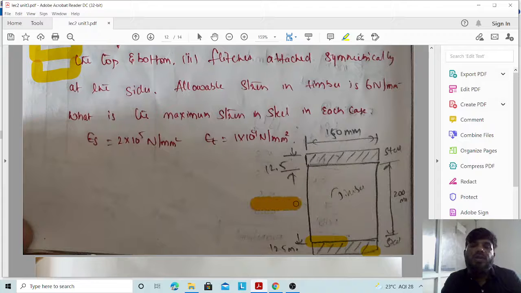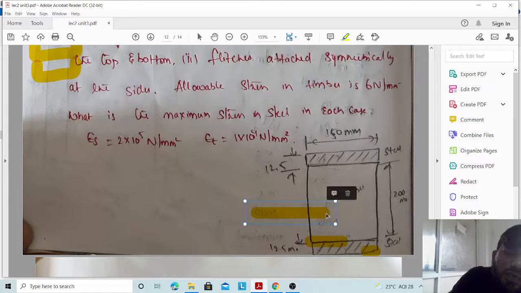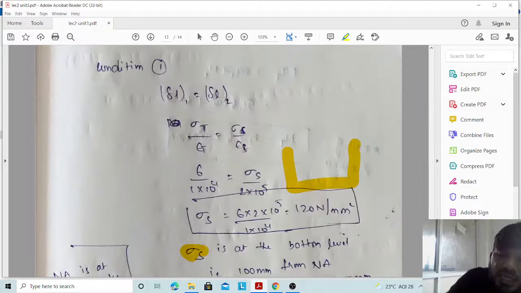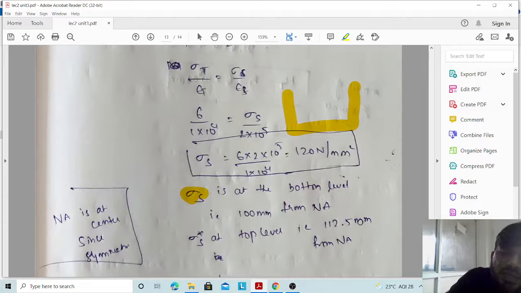So that value is nothing but the total distance from the neutral axis. What is the actual distance? If you see here, 100, 12.5 plus 12.5 is 25. 25 plus 200 is 225. 225 by 2, if you do, you will get the answer as 112.5. That is the way they have taken this.